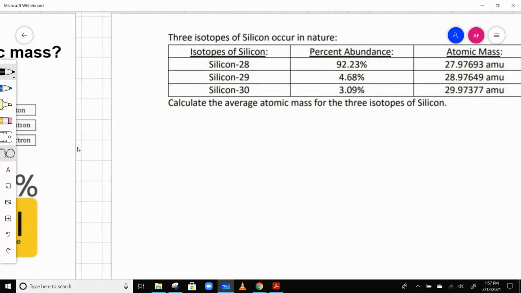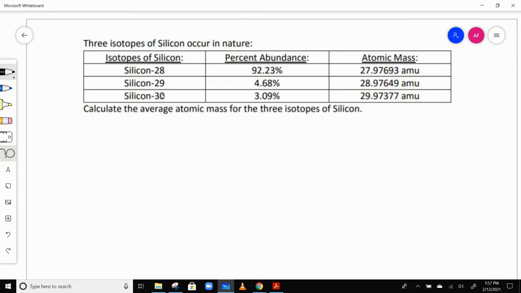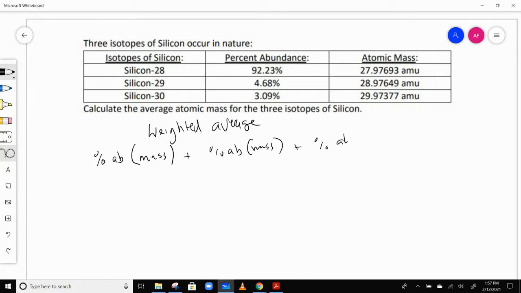So if we want to find a weighted average, or the atomic mass of a given element, we have to look at the isotopes and their percent abundance. And we're going to do a weighted average of this to find the average atomic mass. The formula for a weighted average is really, really simple. It's percent abundance times the mass of each isotope. Percent abundance times mass plus percent abundance times mass. And then we'll get the atomic mass for that element.